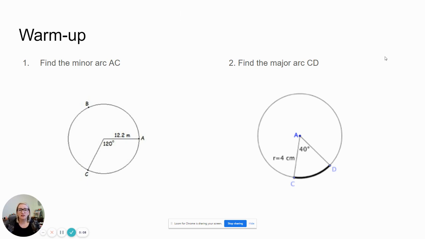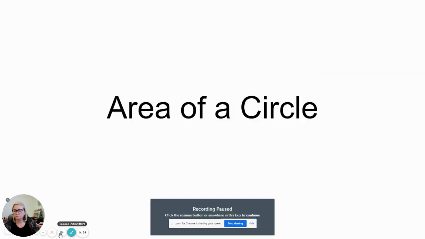We are actually getting started on the next circle topic, which is area, but we're going to start by practicing arc length. This first question is finding the minor arc. The second one is finding the major arc, where you need to subtract from 360. So go ahead and take a couple of minutes and find the arc lengths of these two circles.